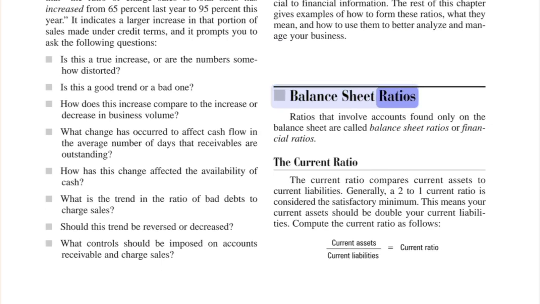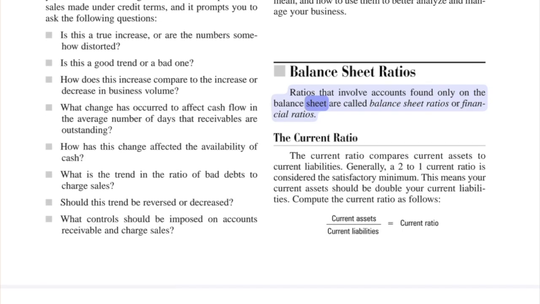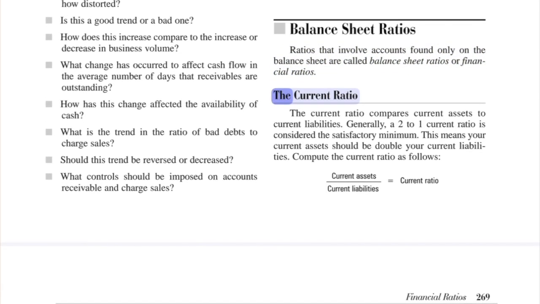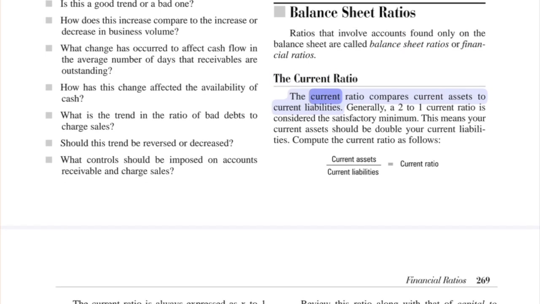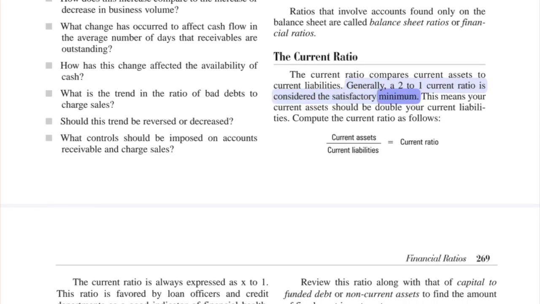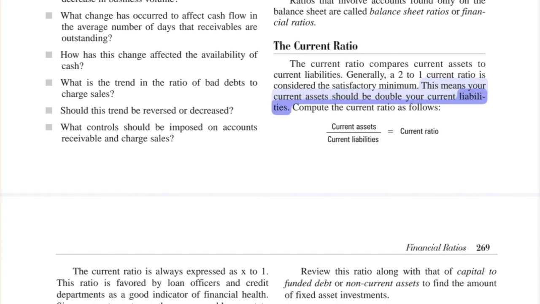Balance sheet ratios. Ratios that involve accounts found only on the balance sheet are called balance sheet ratios or financial ratios. The current ratio compares current assets to current liabilities. Generally, a 2-to-1 current ratio is considered the satisfactory minimum. This means your current assets should be double your current liabilities.